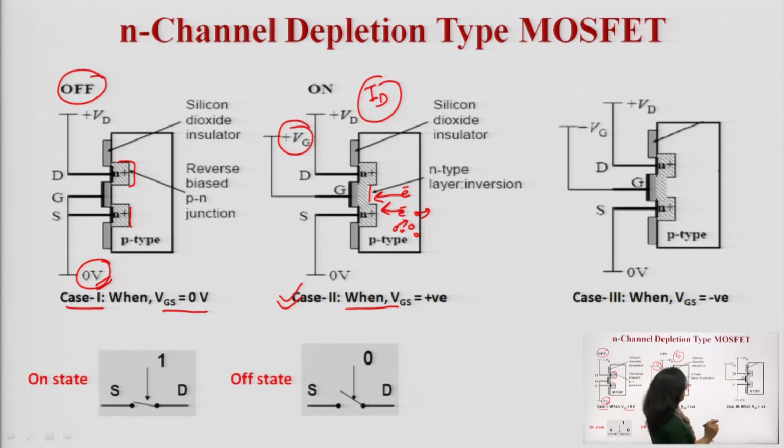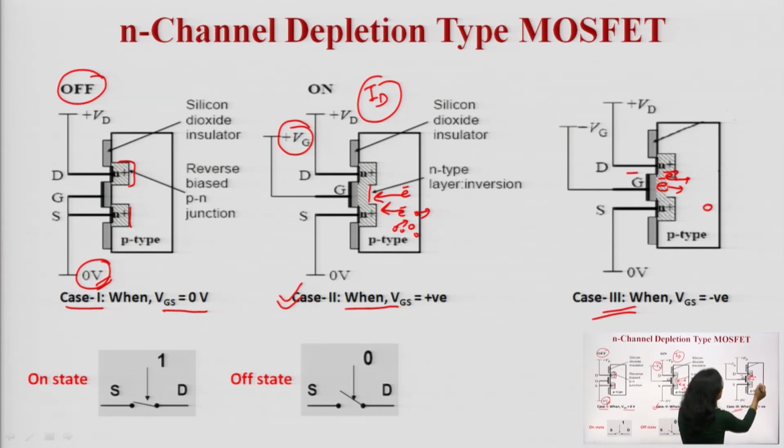Now let us discuss the third case, when VGS is negative. Now what will happen? When VGS is negative, you can see negative potential is being applied over here. In the channel here, the charge carriers are electrons. Now because of this potential, these electrons will repel, right?